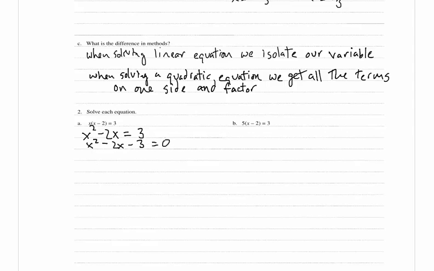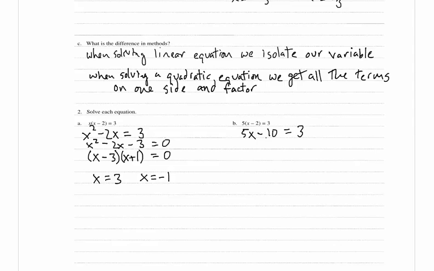And now we're going to factor. And x squared minus 2x minus 3 factors to x minus 3 times x plus 1, and that's equal to 0. So then x is equal to 3, and x is equal to negative 1. In B, we have 5 times x minus 2 is equal to 3. So I'm going to distribute my 5 through the parentheses, and I get 5x minus 10 is equal to 3.